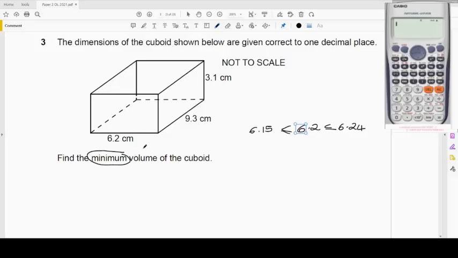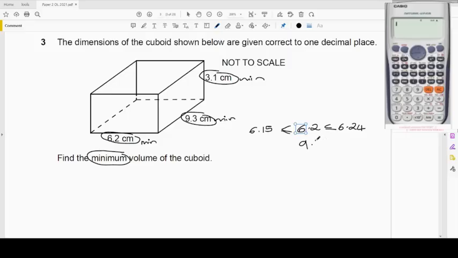So the minimum volume, we will get that if we have the minimum dimensions. So this value here, we need to find out what is its minimum, and the same thing with this one over here, we need to find out what is the minimum. And using all three minimums, we can multiply them to give us the minimum volume. Now this 6.1, the minimum value is obviously 6.15. Then we do the same thing with this one.